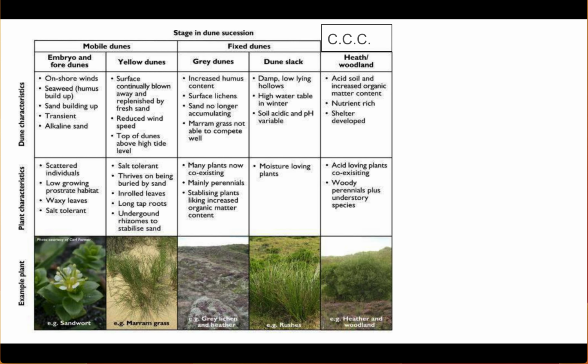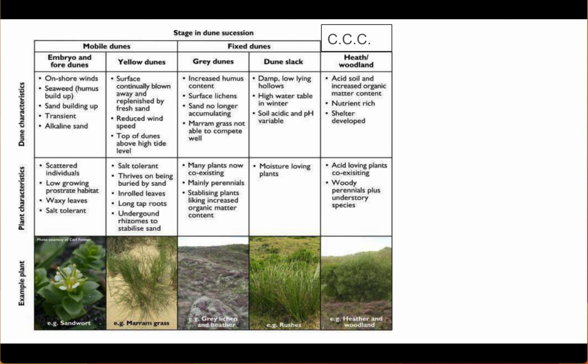We said in the case of a sand dune, the pioneer species are on the embryo dunes, and they are plants that are tolerant to lack of water, and they have all the features of xerophytes, which, remember, is in the plant transport part of the syllabus. And then as time goes on and you get a little bit more organic matter, then you get marram grass growing there in the yellow dunes.